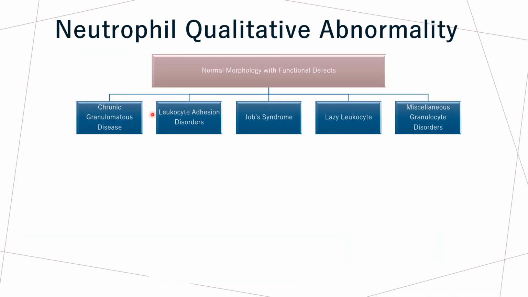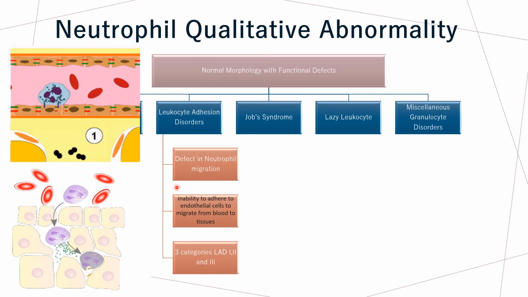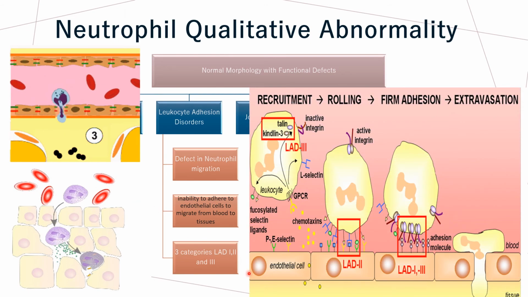The second qualitative abnormality is leukocyte adhesion disorder. This is a type of defect in neutrophil migration. The recruitment of leukocytes to the site of inflammation involves the capture of leukocytes from the peripheral blood, followed by the rolling along the blood vessel wall. This process is mediated through selectins, which interact with their ligands on the leukocyte. In LAD, there is a defect in selectins and/or the integrins.